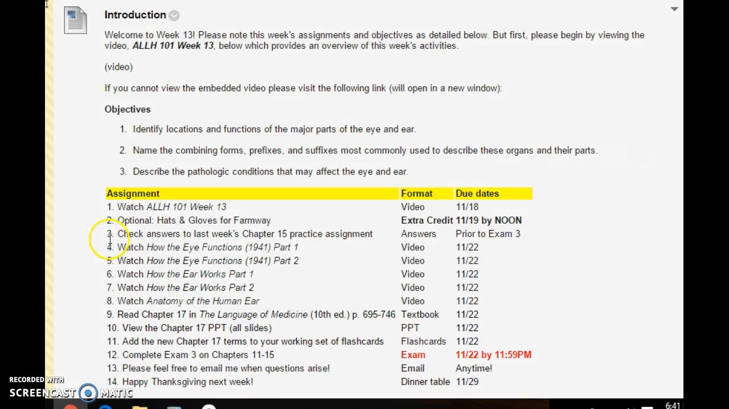The third thing is that I posted answers to last week's Chapter 15 practice assignment. You'll want to take a look at those answers prior to beginning your third exam. Then, if you want, you can skip from number 3 all the way down to number 12 and just start with your exam 3 on chapters 11 through 15 so that you keep your continuity going there. If you'd like, though, you can just go right to number 4, and this is looking at our chapter 17. We're skipping chapter 16. It's all about skin. You're more than welcome to take a look at it if you'd like to, though.